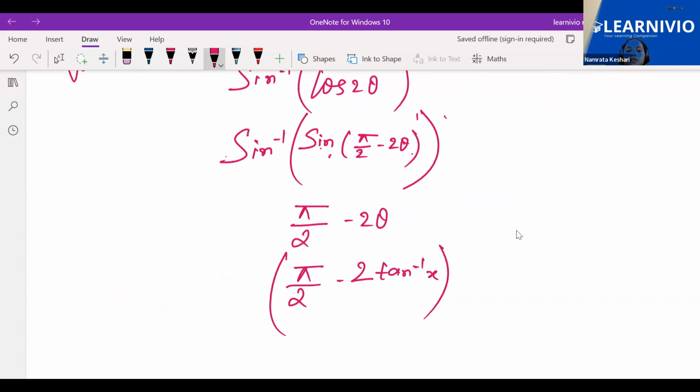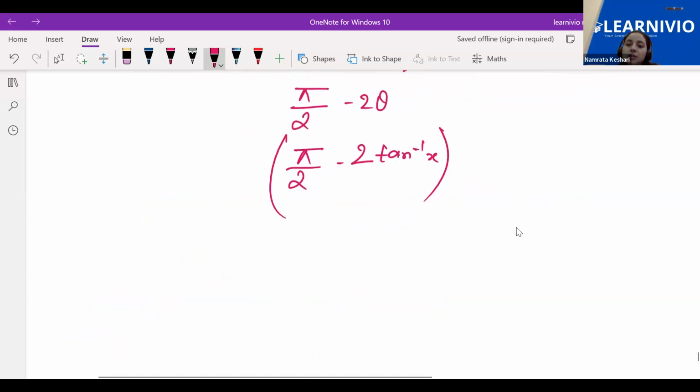Now you will be able to continue. The derivative of pi by 2, Annapurna, is 0. Let's continue.